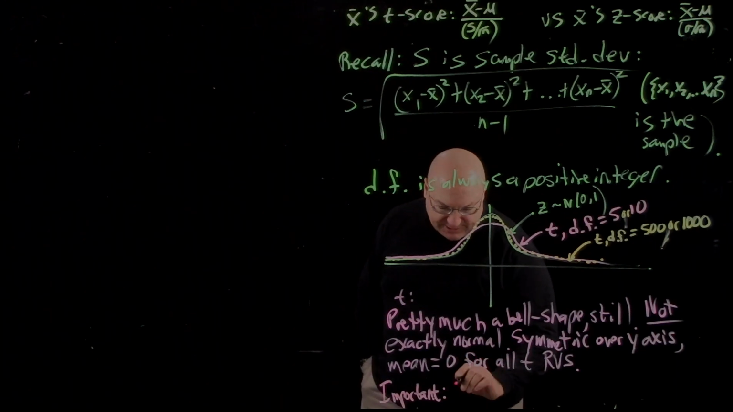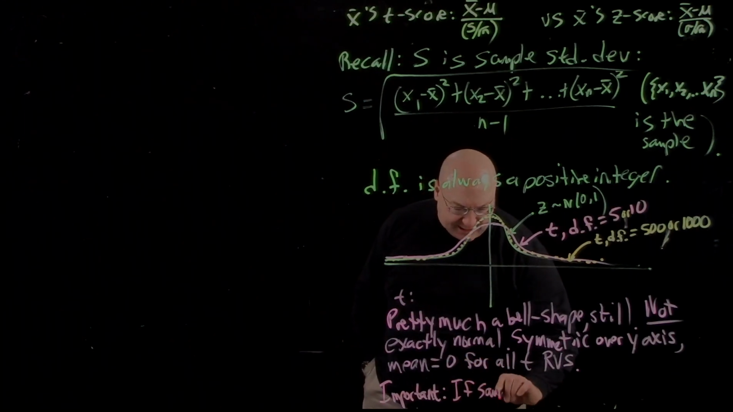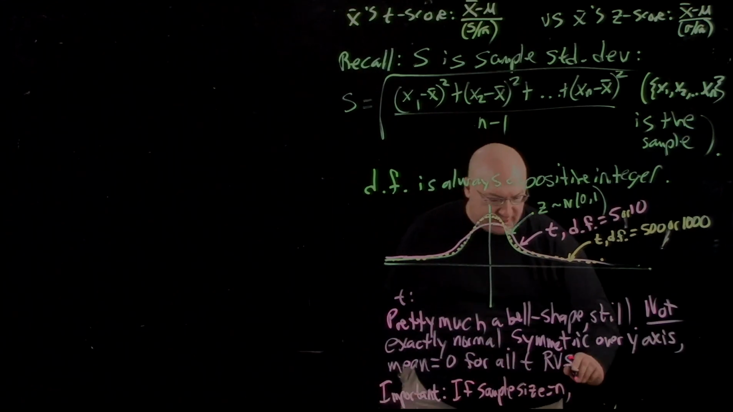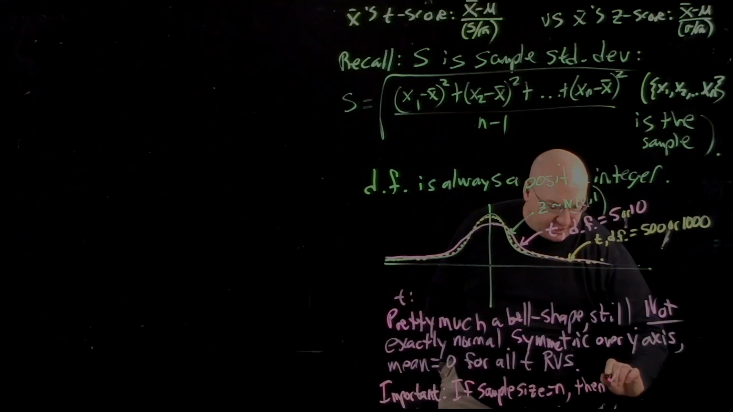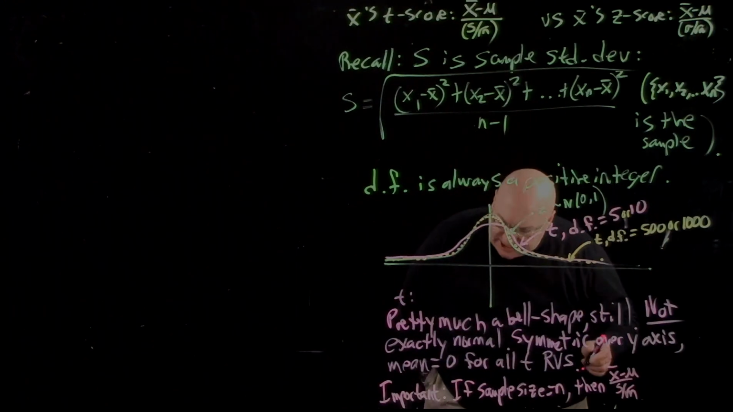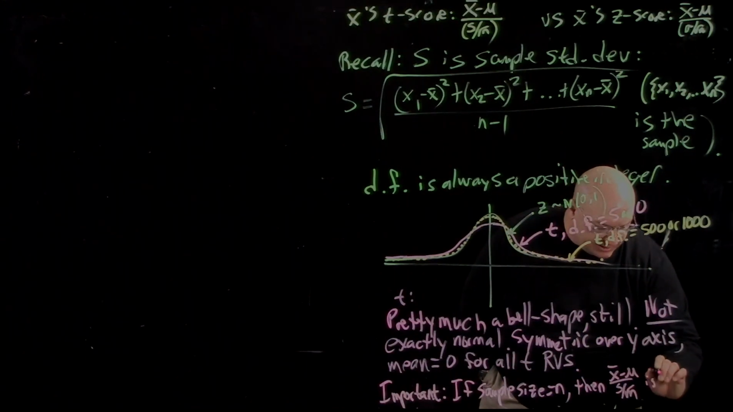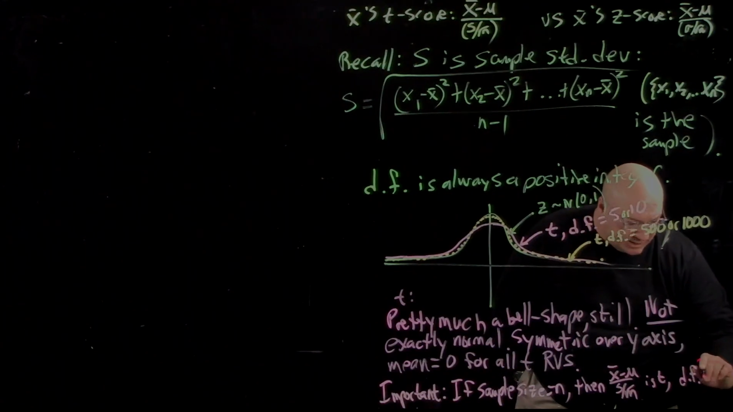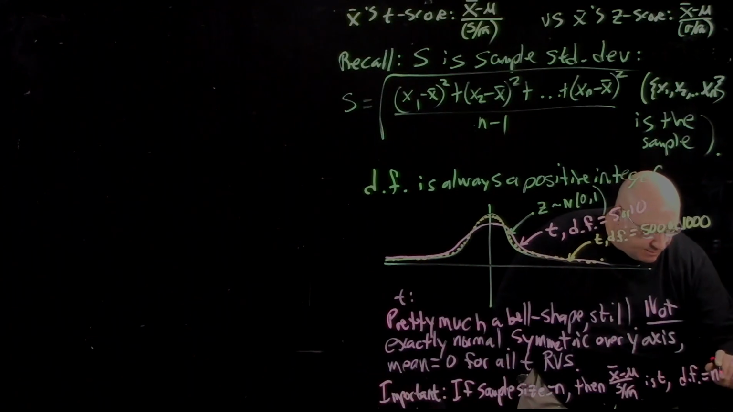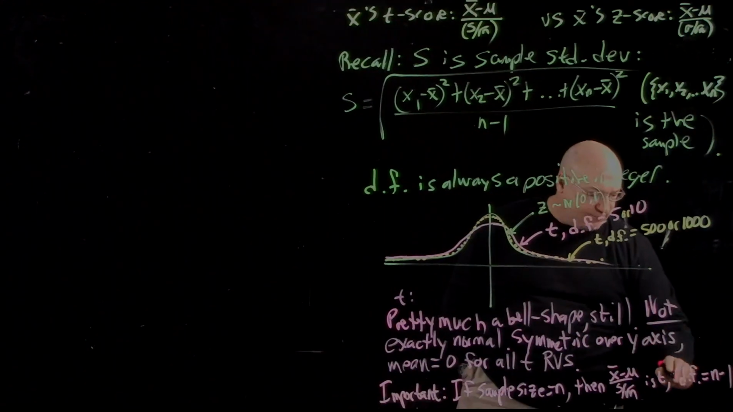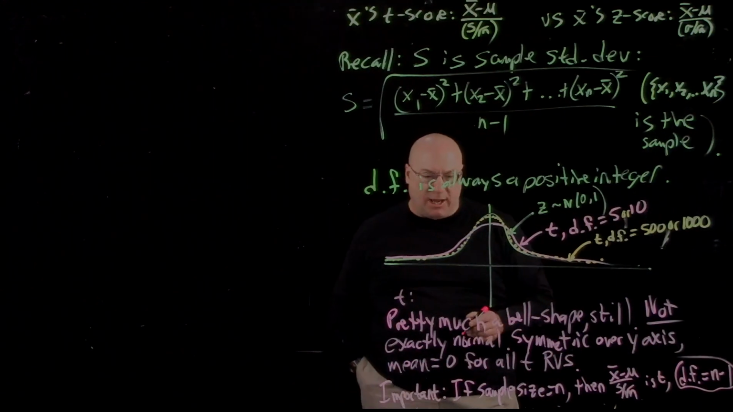And what I say here is, if sample size equals n, then (x bar minus mu) over (s over the square root of n) is the t random variable, I think I can squeeze it in, is t, and the degrees of freedom will be n minus 1. Yes, I just barely got it in. All right, I think you can read that. The degrees of freedom will be the sample size minus 1.